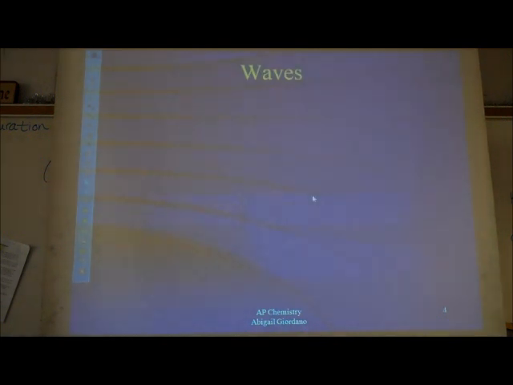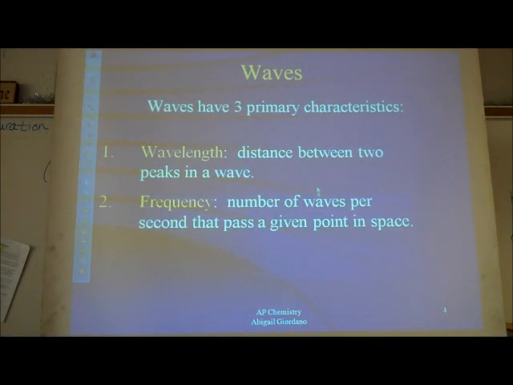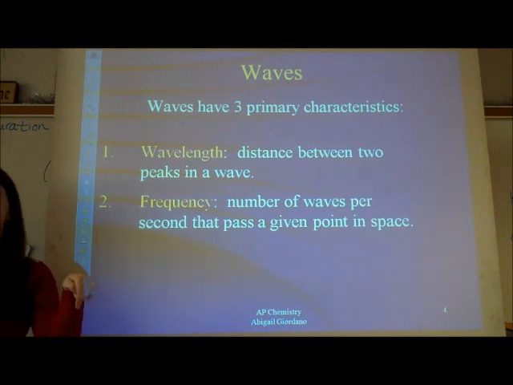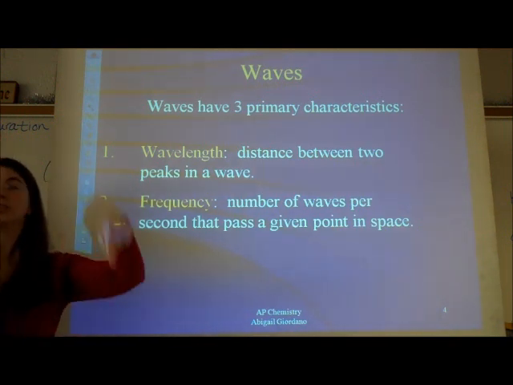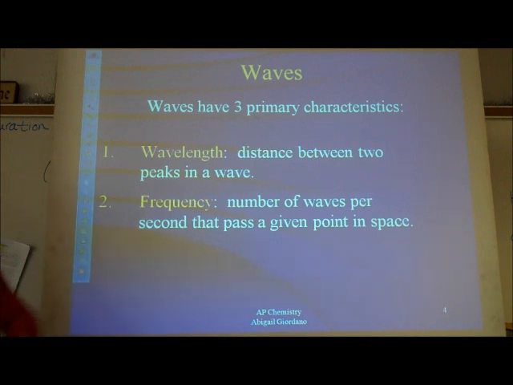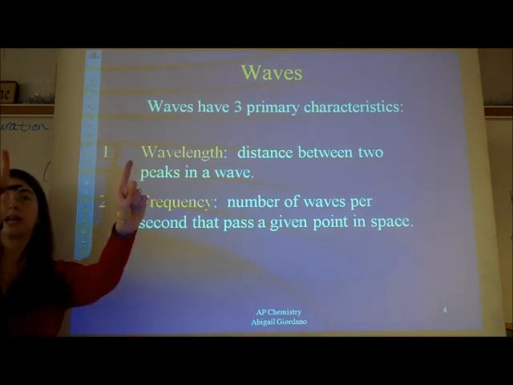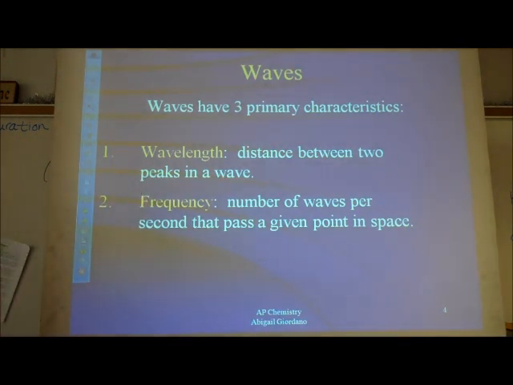Something else to talk about. Frequency. Okay, should have talked about that in your Chem 1 class. It's the number of waves that pass a certain point per second. How are these related? If I have a very small wavelength, what kind of frequency am I looking at? High. So that's another inverse relationship. What kind of relationship do frequency and energy have? Direct. The higher the frequency, the higher the energy.